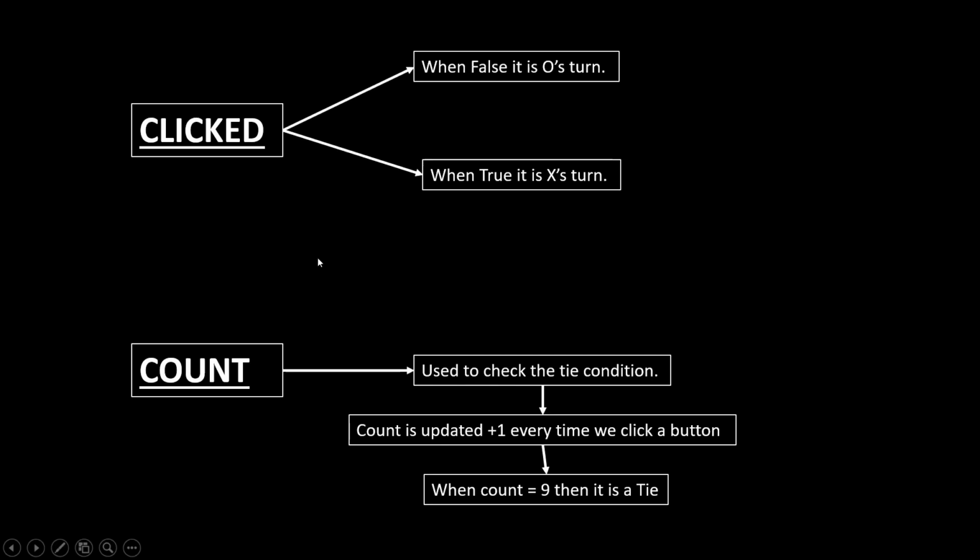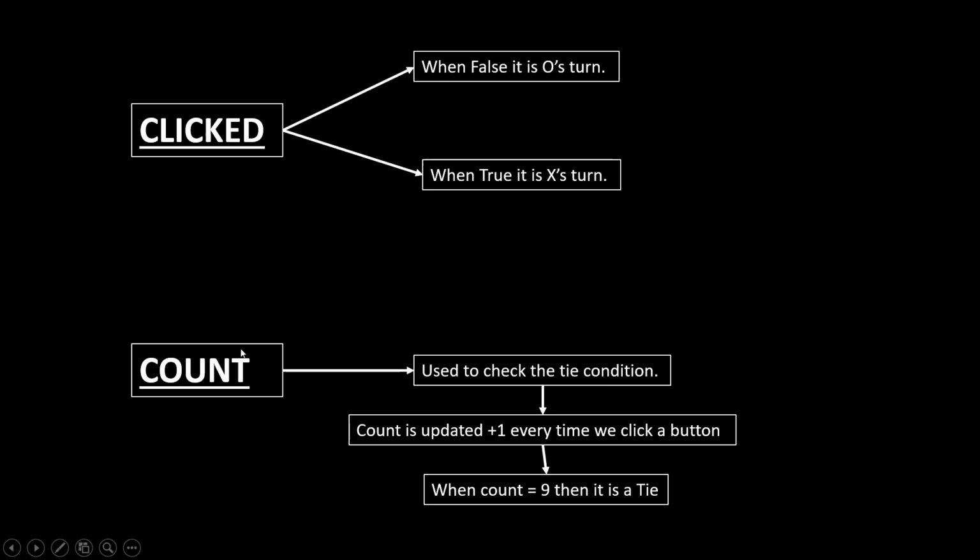So here we are going to use two variables, the click variable and the count variable. For the click variable, there is a simple logic. The click variable is basically a boolean variable. When click is false, then it is the O string. Whenever click is true, then it is the X string. So basically, we are going to use this variable to toggle between our two players.